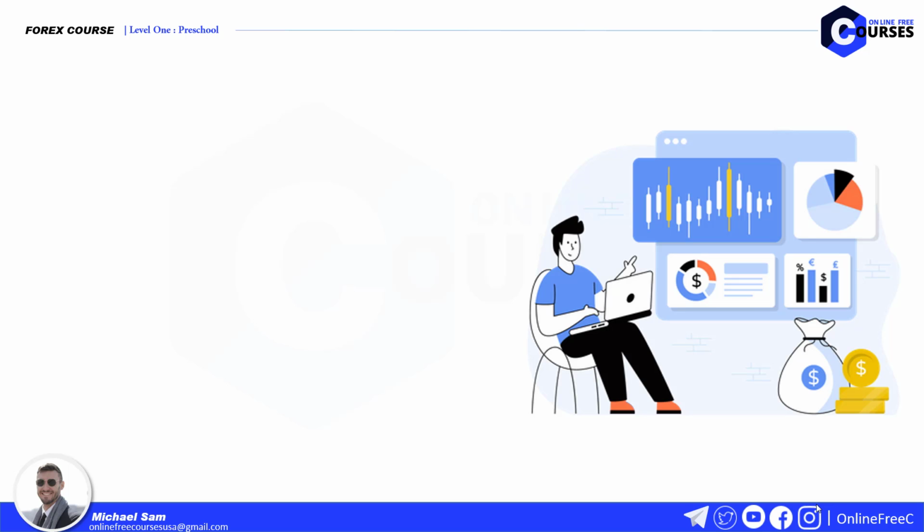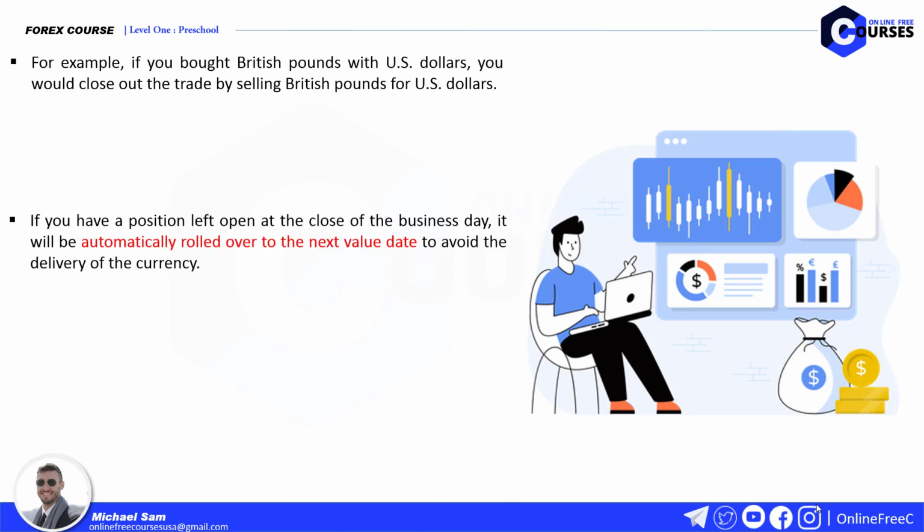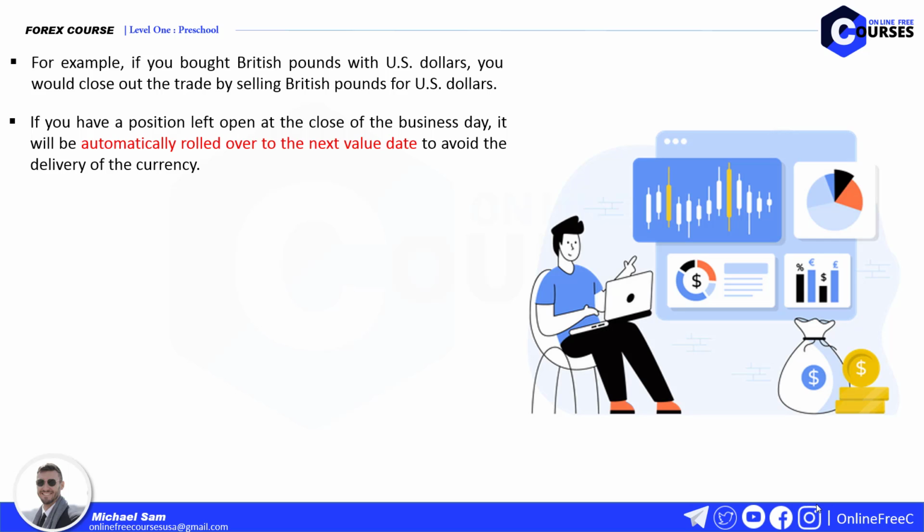Retail forex transactions are closed out by entering into an equal but opposite transaction with your forex broker. For example, if you bought British pounds with US dollars, you would close out the trade by selling British pounds for US dollars. This is also called offsetting or liquidating a transaction. If you have a position left open at the close of the business day, it will be automatically rolled over to the next value date to avoid the delivery of the currency.